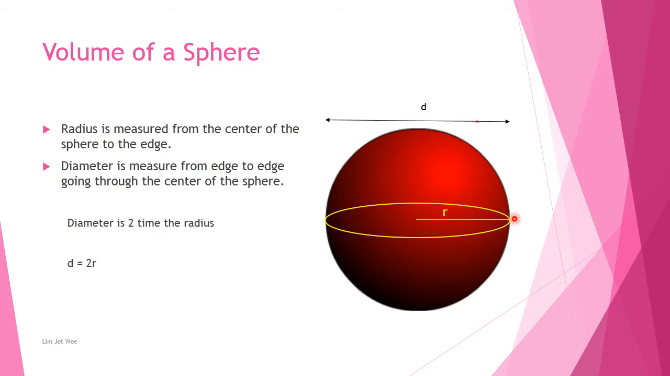The diameter, however, is from an edge to an edge. So basically, the diameter is 2 times the radius. In short, just remember D for diameter is equal to 2R. Or you can remember the diagram that you see over here.